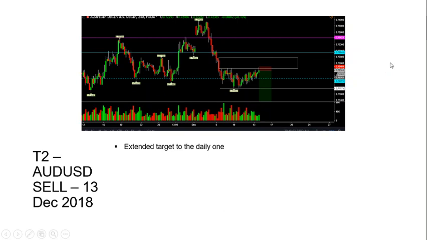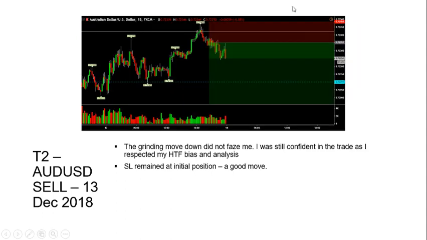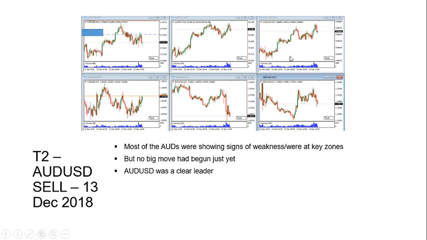So I already saw in my scans before that this was a daily sell that would be happening. So this is the daily target down to these lows. Now the grinding down, the grinding move down didn't really faze me as I was very confident in the overall high time frame bias, and I respected it, right? SL was unmoved, right?